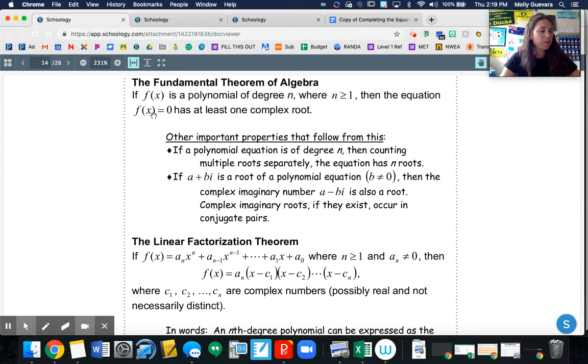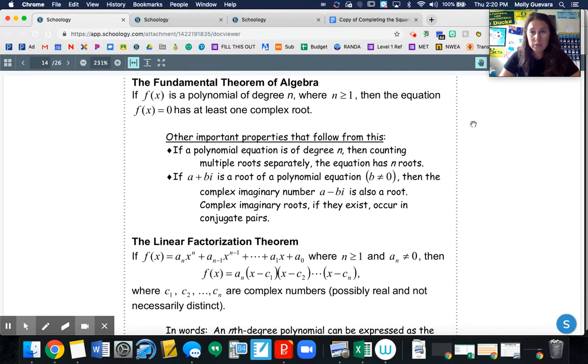The fundamental theorem of algebra states that if I have a polynomial, f of x, with degree of n, as long as it's bigger than or equal to 1, so if the degree is 4 or the degree is 5 or whatever, then the equation has at least one complex root if I set the equation equal to 0. Whatever my degree is, that's how many roots I have. Whether those roots are real or complex depends on the problem.